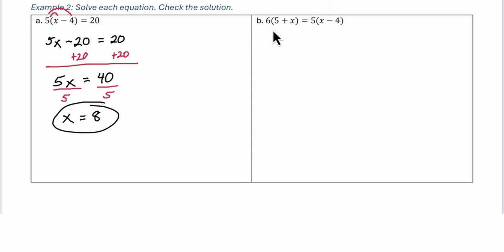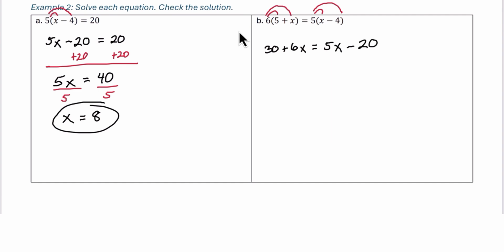In example B, we have 2 sets of parentheses. On the left side, we'll need to distribute the 6, and on the right side, we need to distribute the 5. So on the left, 6 distributes with 5 and x. This will give us 6 times 5 is 30, and 6 times x is 6x, equals. On the right side, we want to distribute the 5. 5 times x is 5x, and 5 times minus 4 is negative or minus 20.